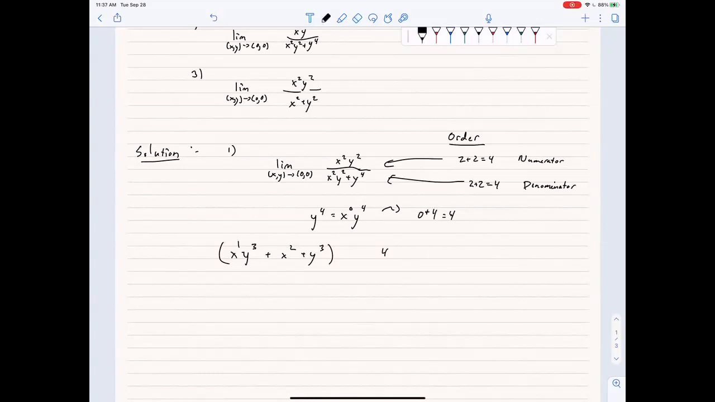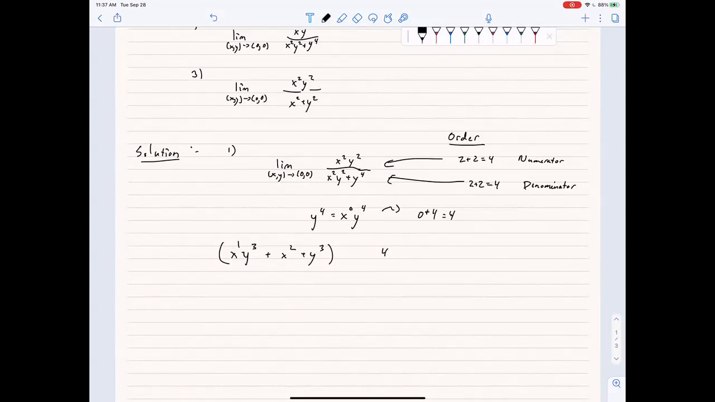Other questions? Yes. Yep, you take the maximum of all the exponents. If you had y to the fifth, that would be the order 5 term, sort of the leading order term.